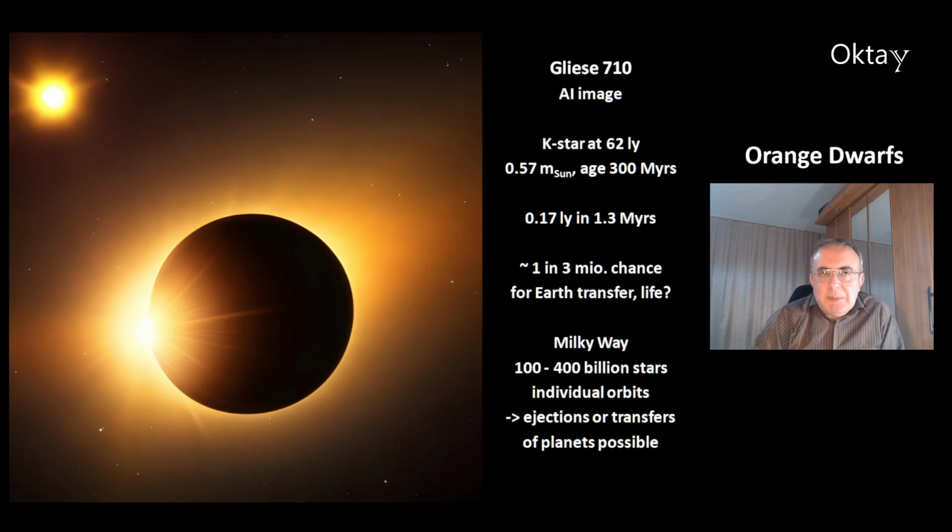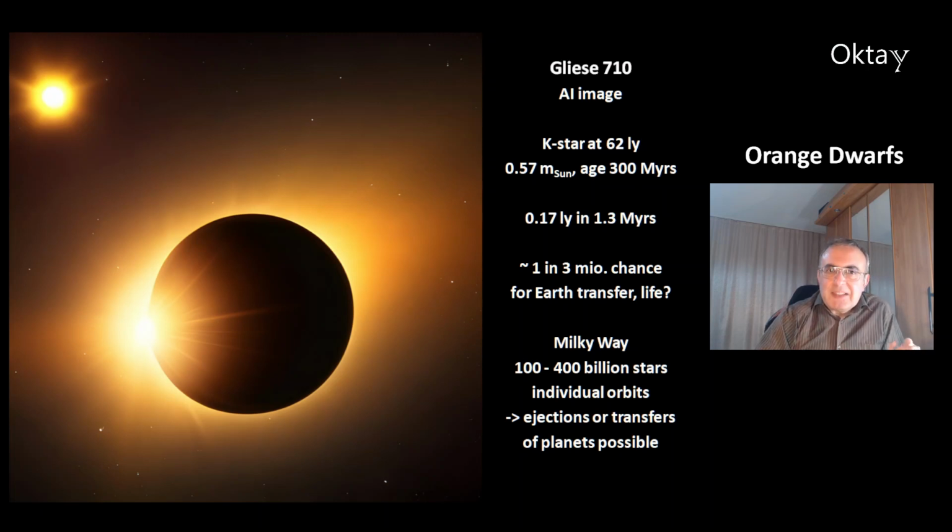This is a nice AI image of another K star, that's Gliese 710. It's an orange dwarf at a distance of 62 light years. It has 57% of the sun's mass. It is a very young star with an age of 300 million years. And what's special about this star is that it's on its way to the solar system. In 1.3 million years, it will come as close as 0.17 light years.